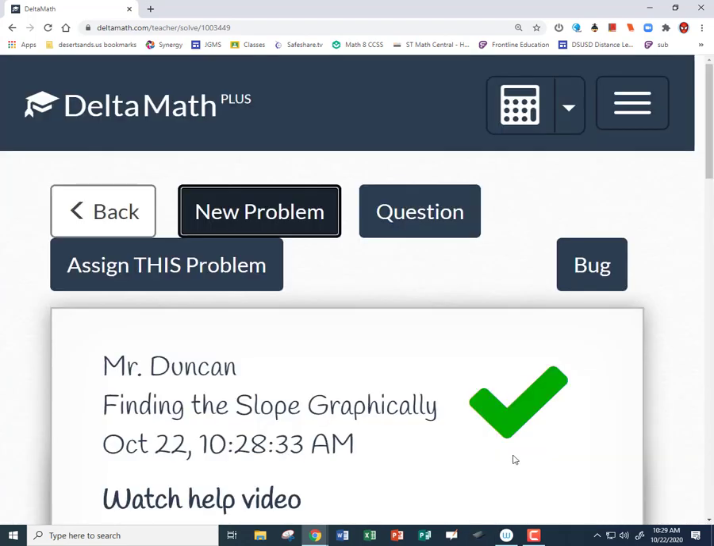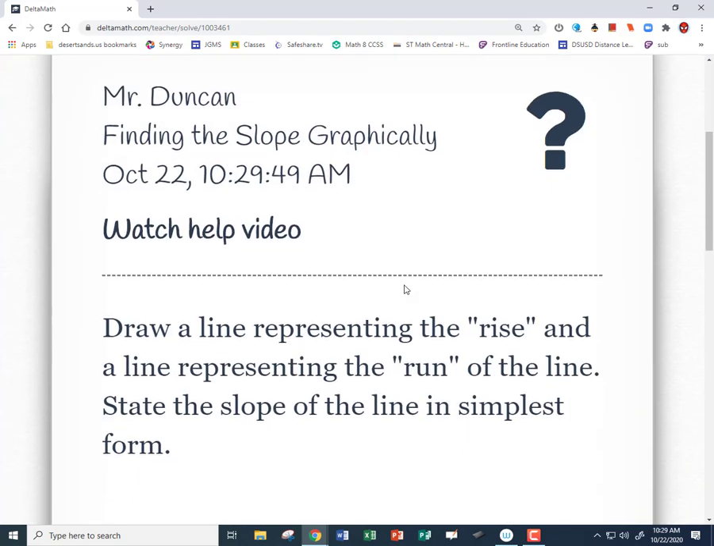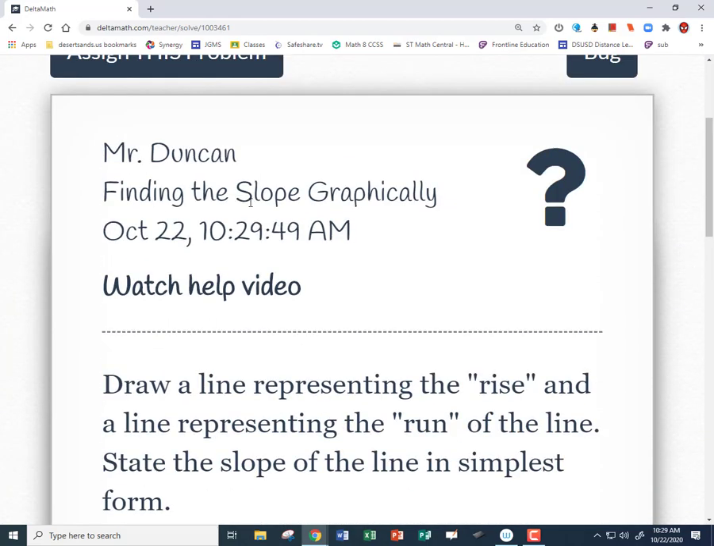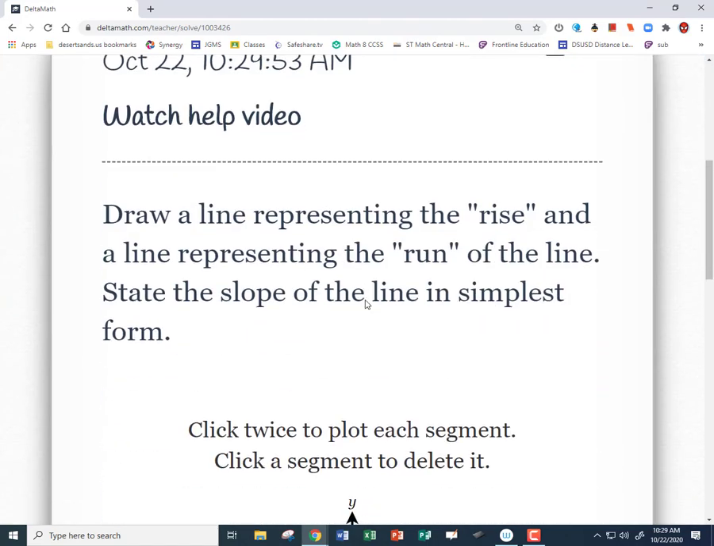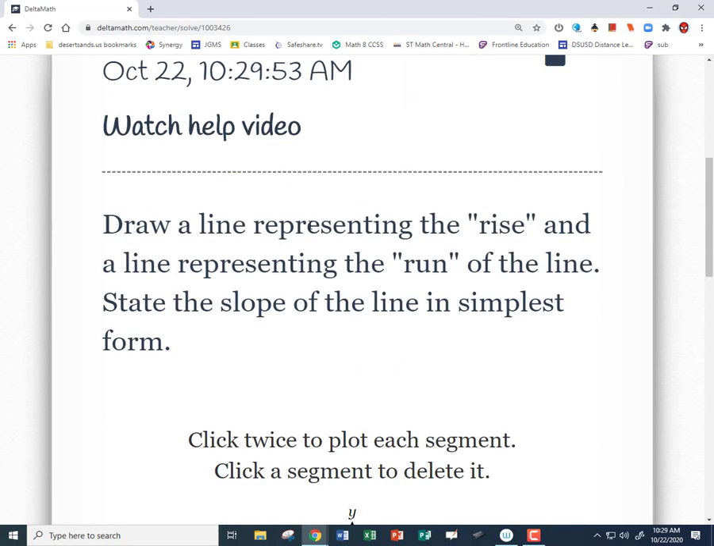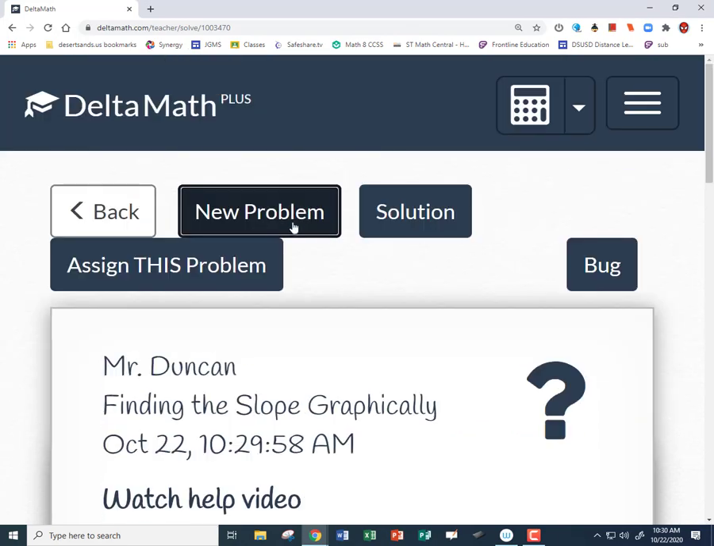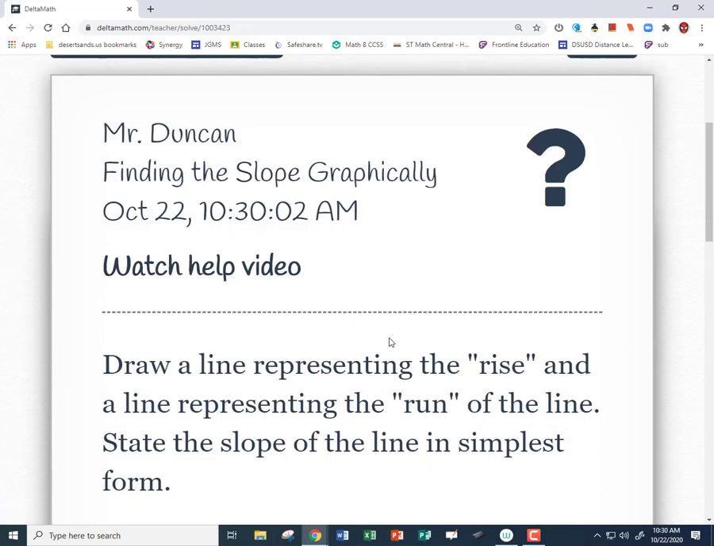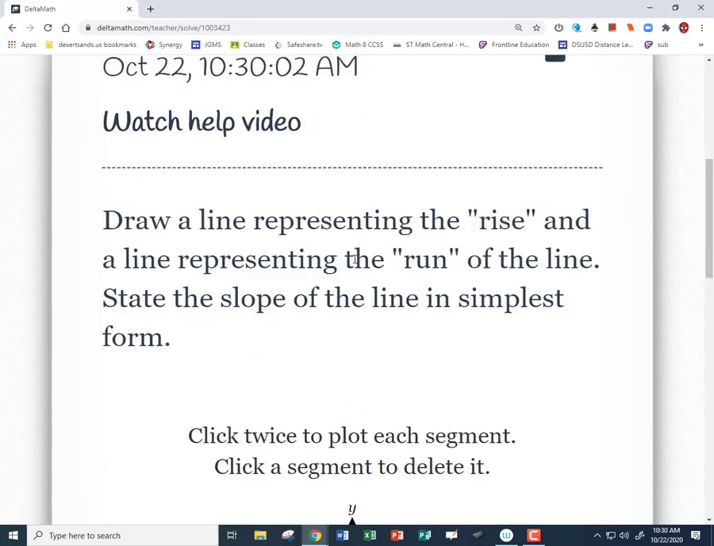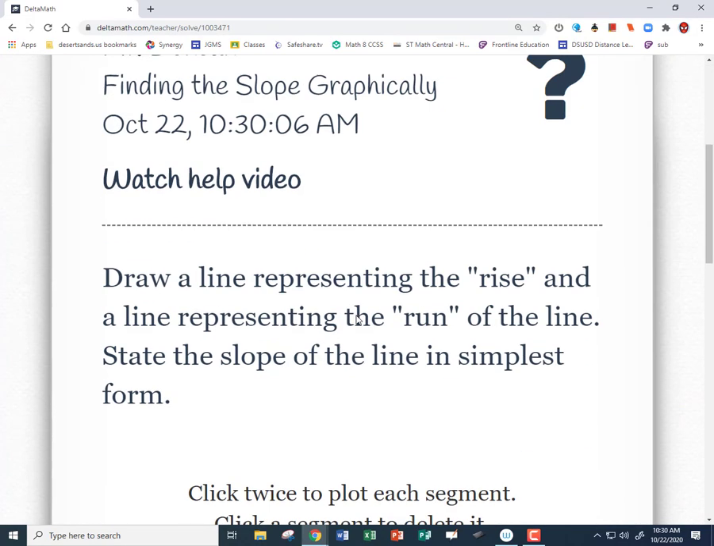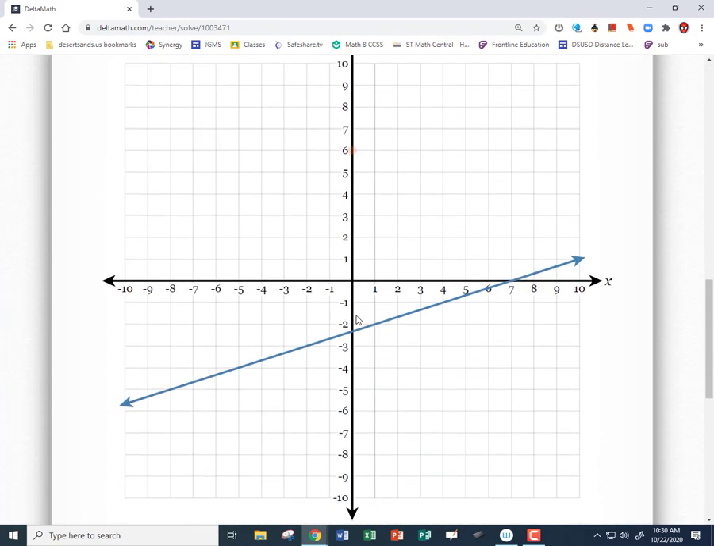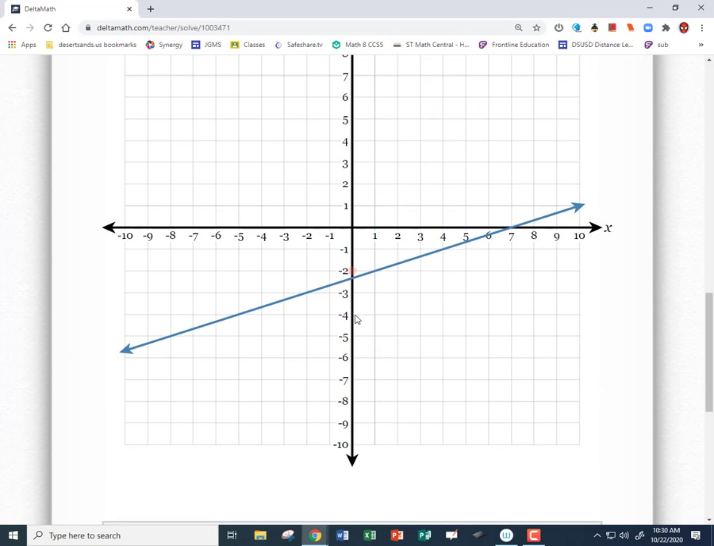I was hoping we'd get one that we had to simplify. Let's try one more time. No. It may not give us one. Last chance. And it didn't. All right. I am going to call it quits at this.